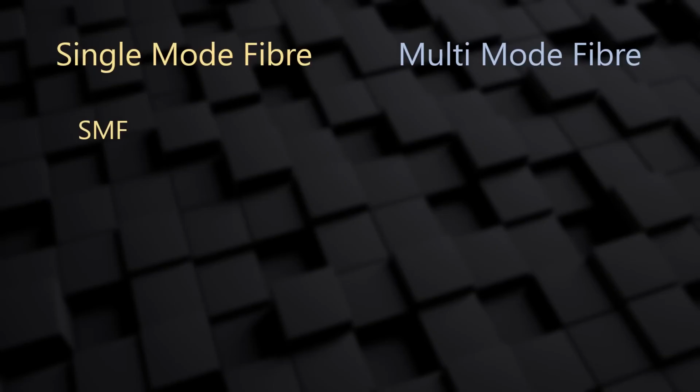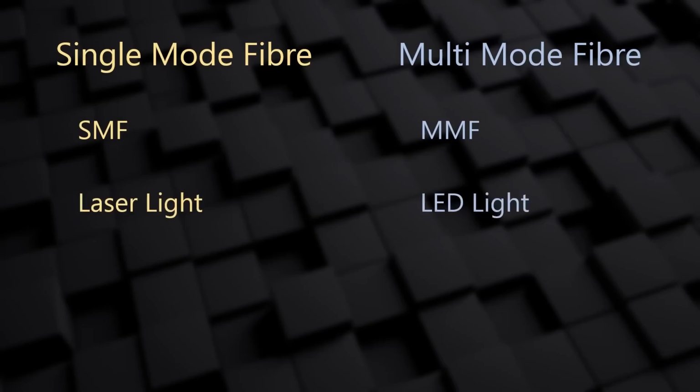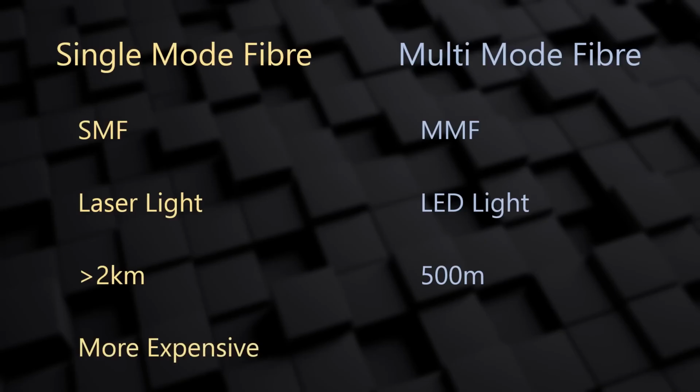Multi-mode, which is known as MMF, uses a LED light. This is not a particularly powerful light, so it is used over shorter distances, say around 500 meters or less, which makes it useful to connect devices in the same building. The LED light is also cheaper to produce, making multi-mode fibre the cheaper option.